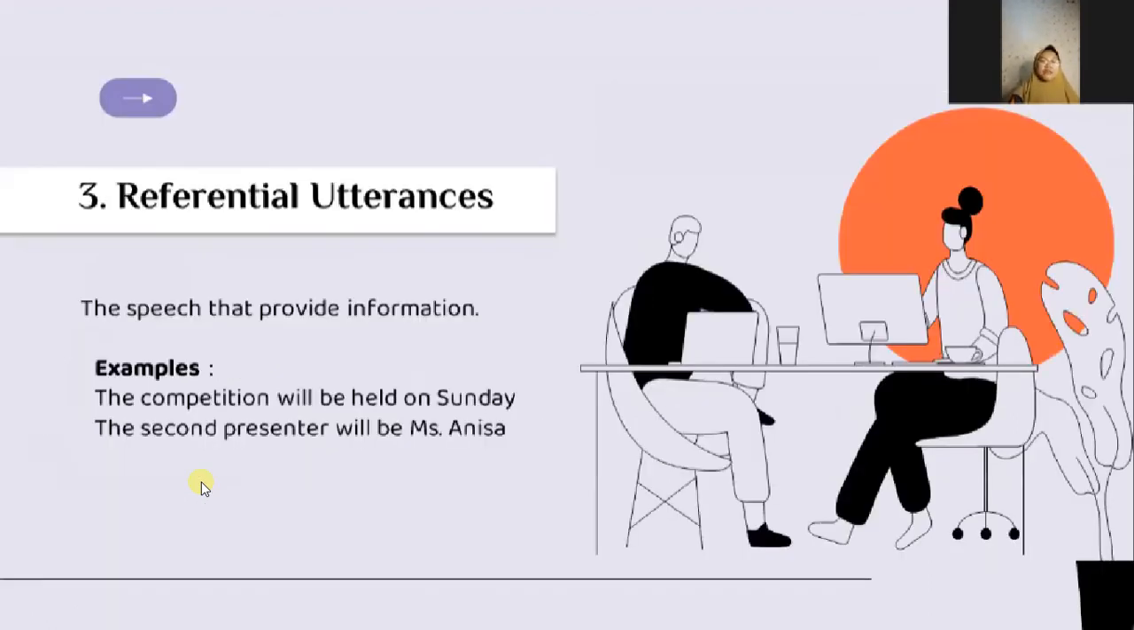Next slide, please. Okay, about referential utterance. So, referential utterance means that speech provides information, politeness, and this utterance can be seen from the subset of cooperative principle: quality, quantity, relation, and manner. The values of politeness in the same way a great deal depends on intonation, tone of voice, and context too.